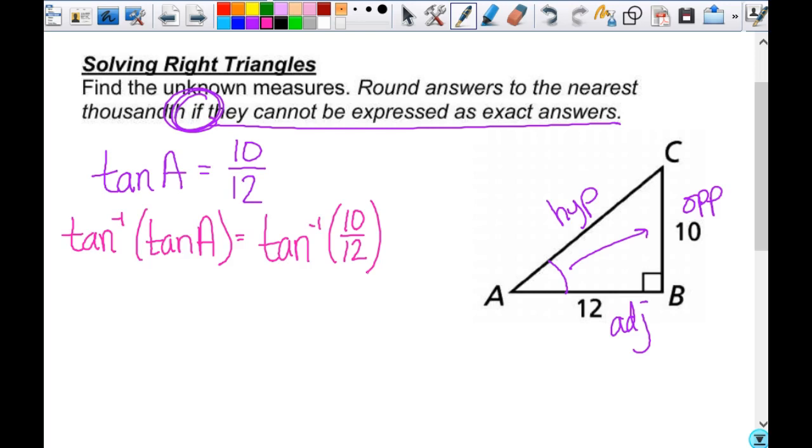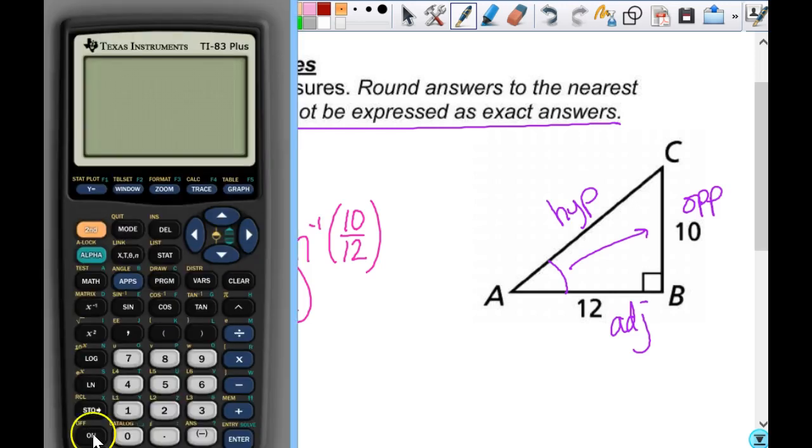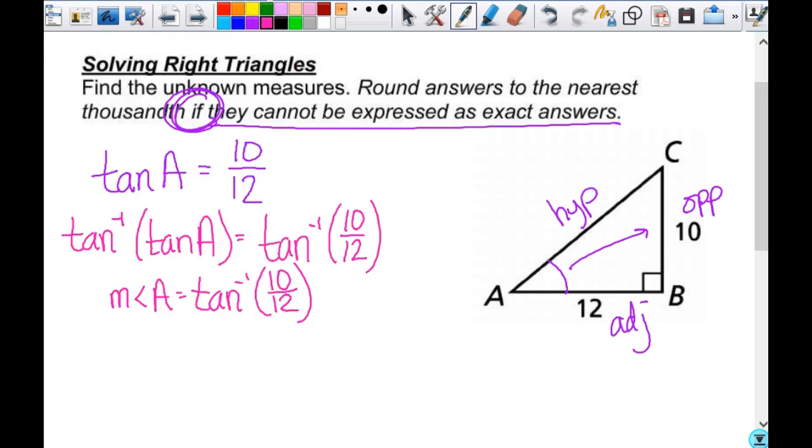So what this tells me here then is that the measure of angle A is equal to the tangent inverse of 10 over 12. And again, I don't need to reduce it because I'm about to type that in the calculator, okay? So now that I've gotten the measure of angle A all by itself, you're just going to type that into the calculator. So tangent inverse, I do second tangent, 10 divided by 12, and I get that the measure of angle A is equal to 39.806 degrees.